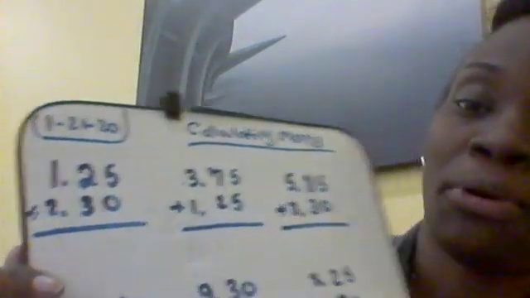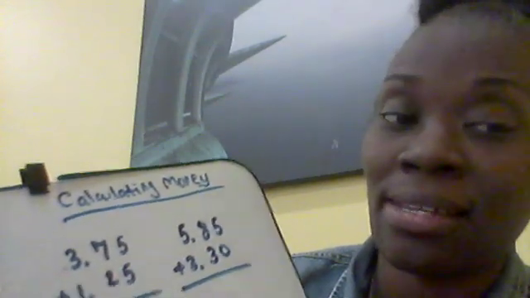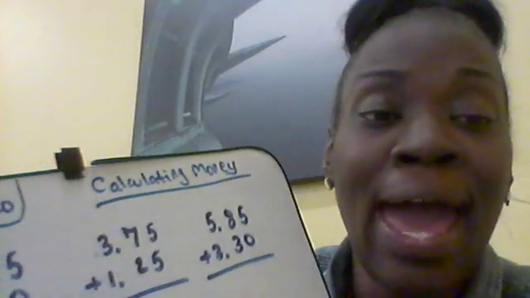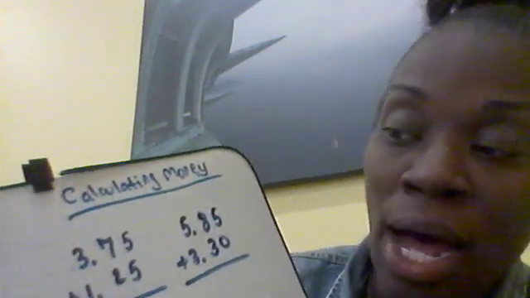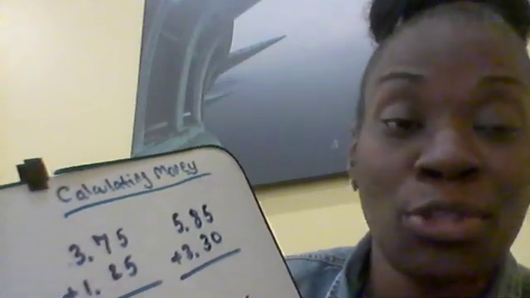All right, so now let's add our first decimal. I want you to tell me what this number is. The number is $1.25. What are we adding to it? $2.30. You have $1.25 plus $2.30.